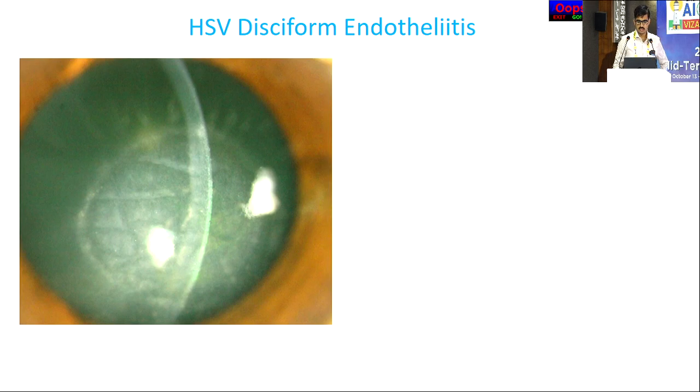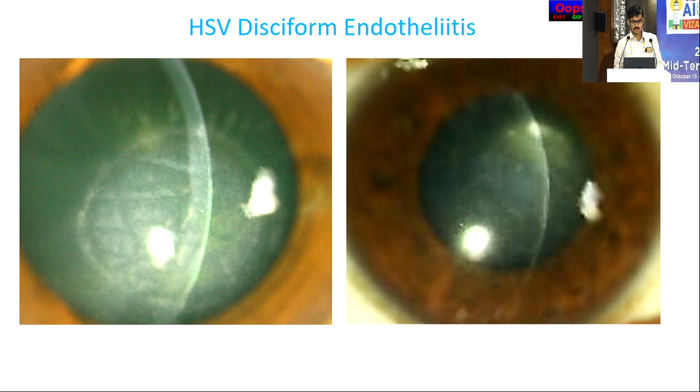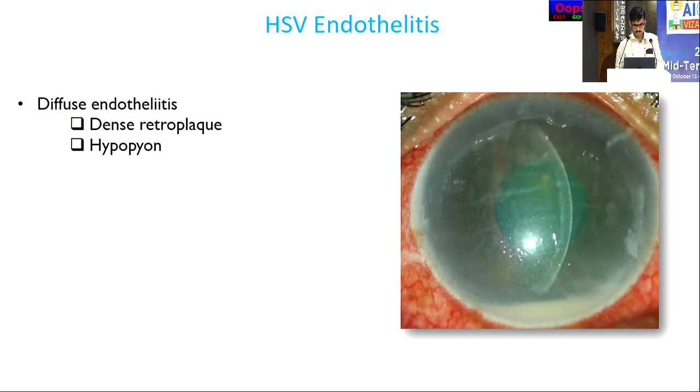This is a classical picture of disciform endothelitis or focal endothelitis, where a focal area of endothelium is affected and overlying there is edema. In the next picture we can see the infiltration in the stroma. So this will go into immune stromal keratitis, and this is not endothelitis. It can be associated with endothelitis, but primarily it is stromal immune keratitis.